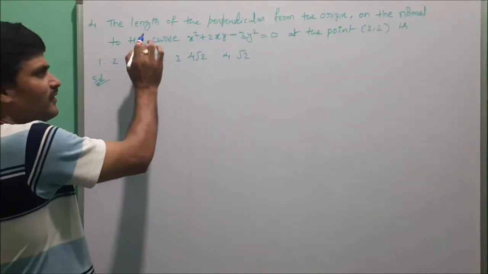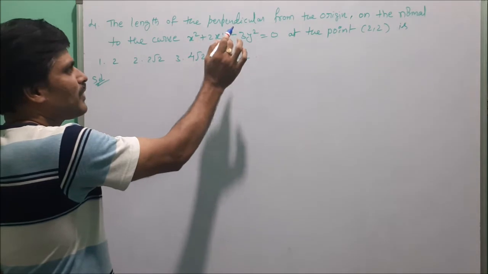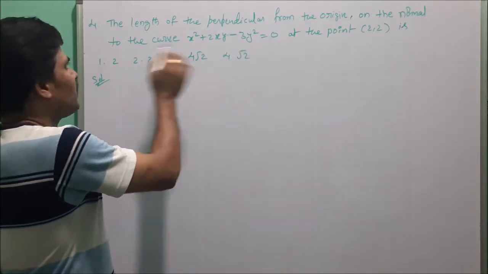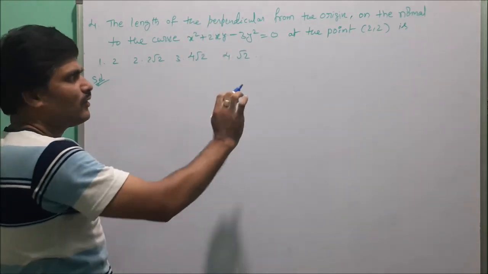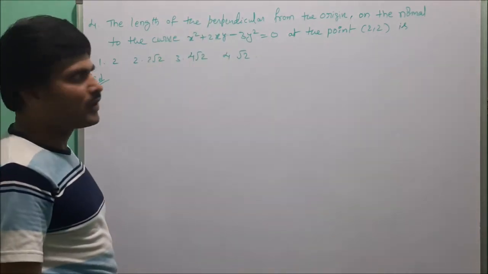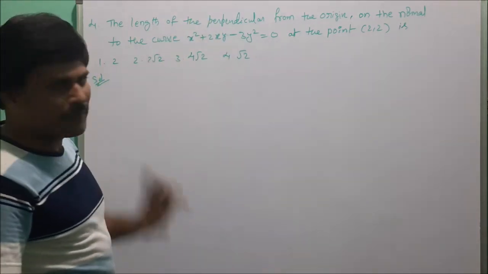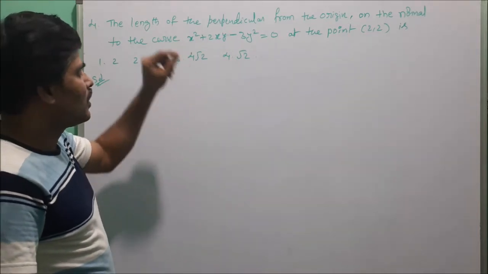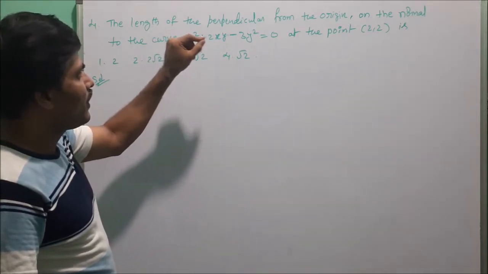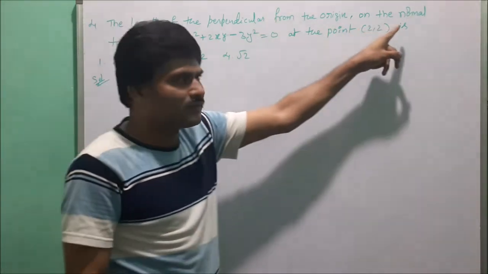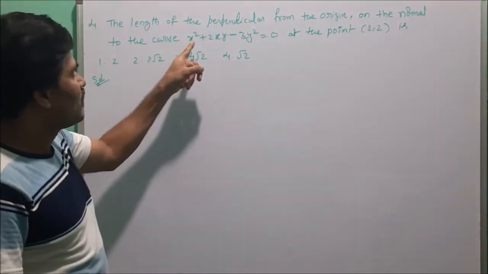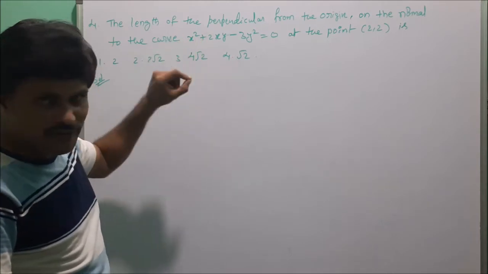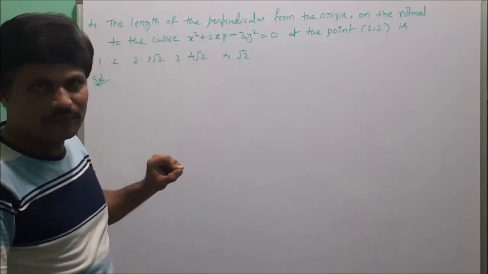Now the fourth one is the length of the perpendicular from the origin on the normal to the curve x square plus 2xy minus 3y square equals 0 at the point (2, 2). Here we find the length of the perpendicular from the origin. That perpendicular is called the normal. So first we find the normal to this curve.